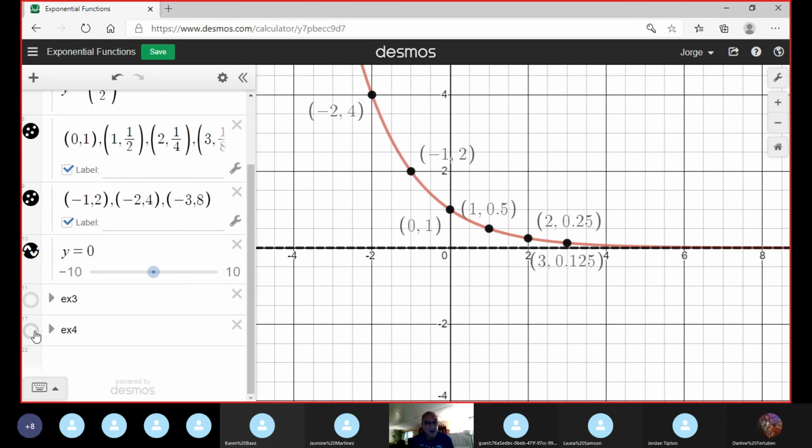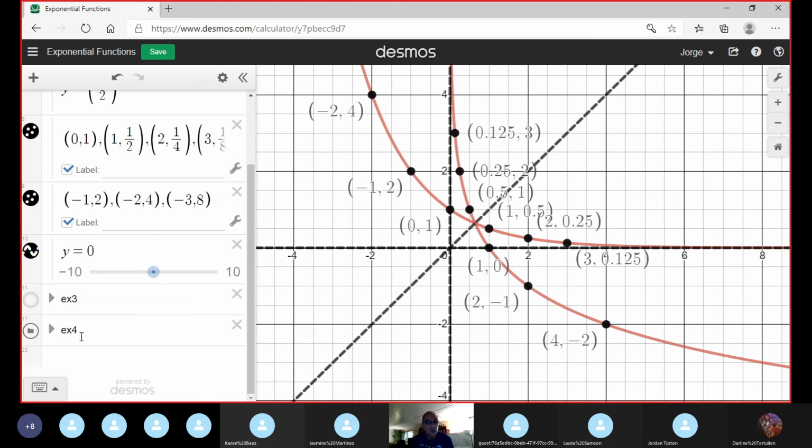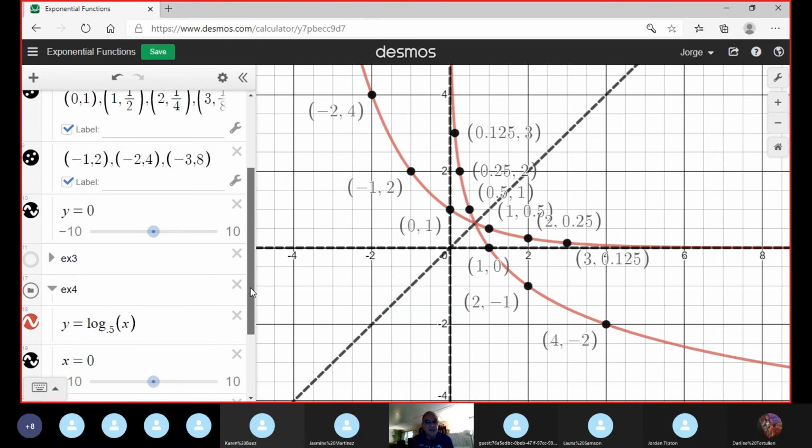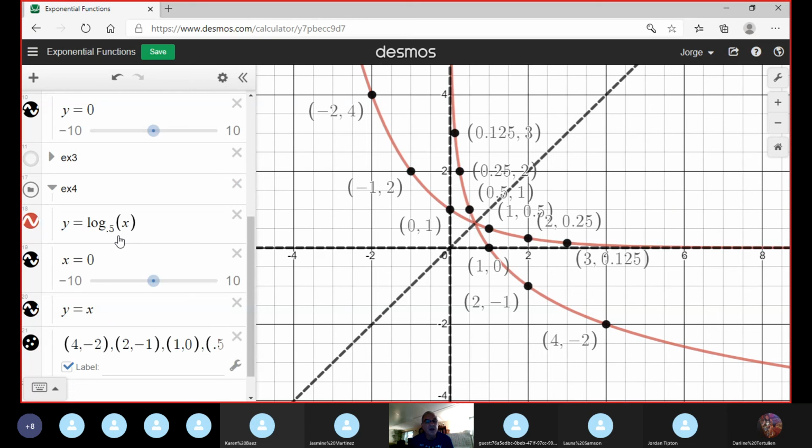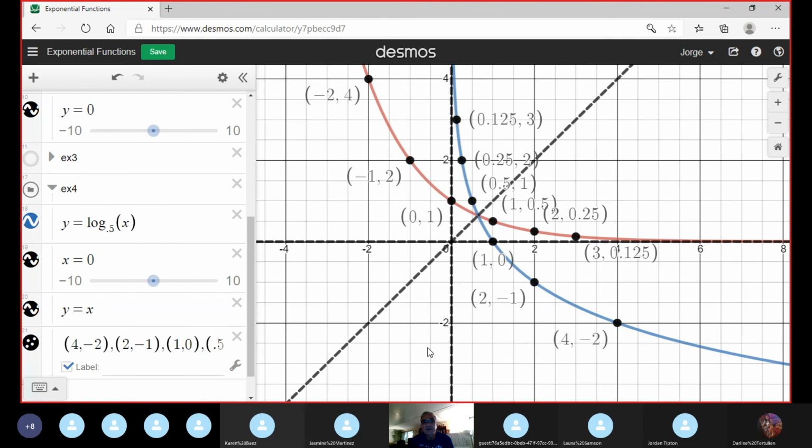Logarithmic when the base now is 1/2. What the hell? Look at that. Now the base is 0.5, okay, 1/2. Again, we have the same situation, a symmetry. Let me change the color. Logarithm blue, exponential red.